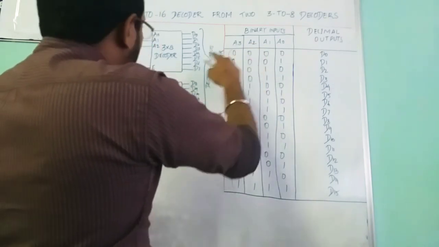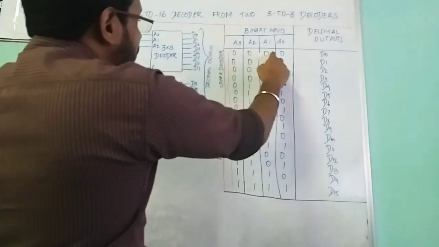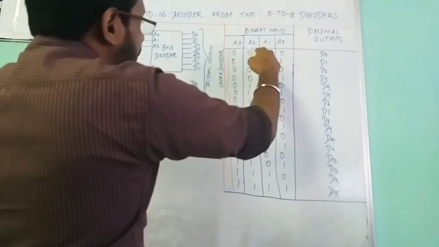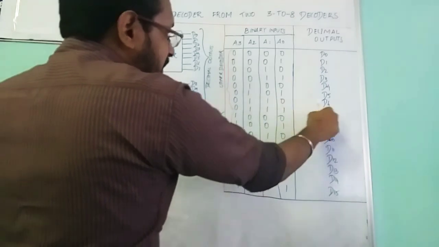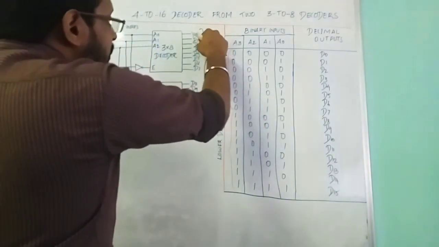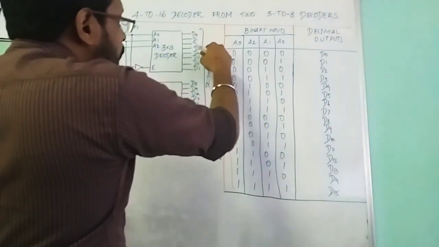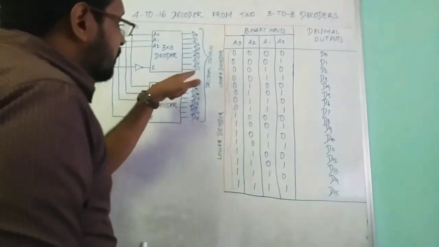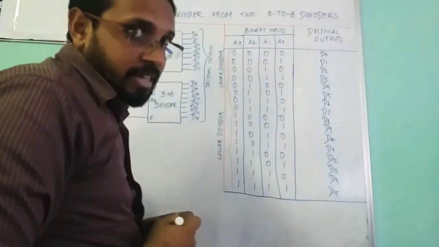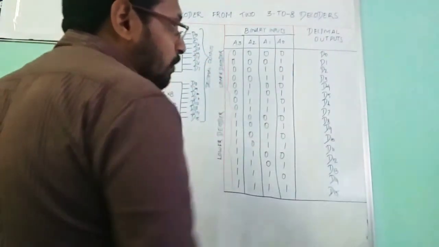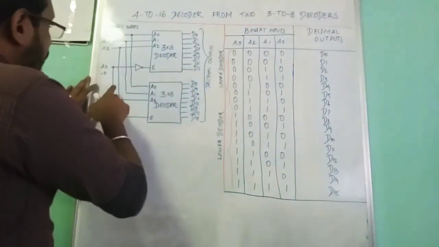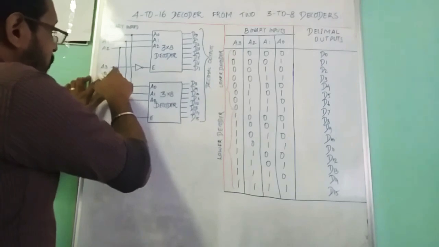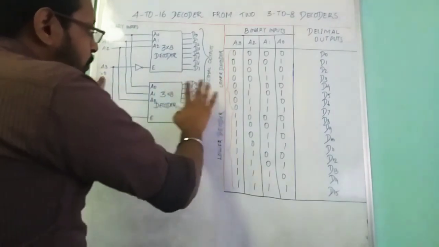Okay, A3 is 0 and the different combinations of A0, A1, A2 we have written like this. So 0, 1, 1, 1 means D7, the D0, D1, D2, D3, D4, D5, D6, D7 till this will be controlled by the first case, so it becomes the first 3 to 8 decoder. And the 0 when fed to this particular case produces only zeros.